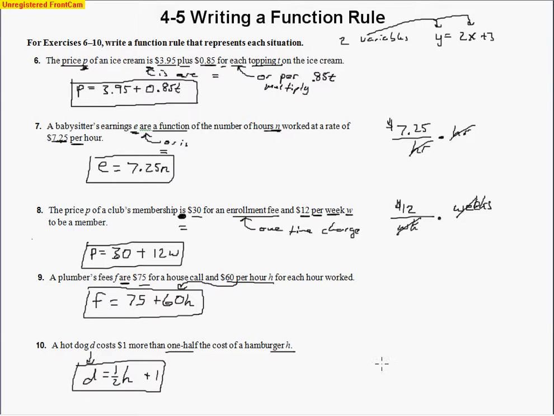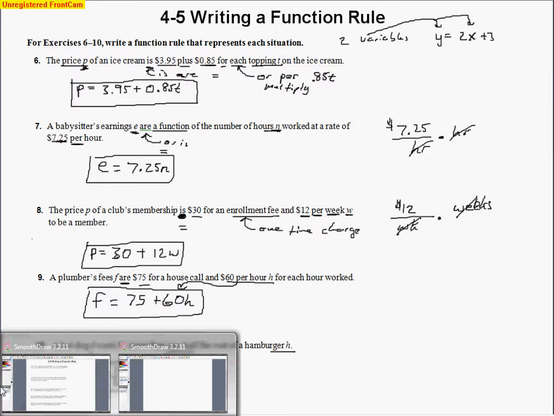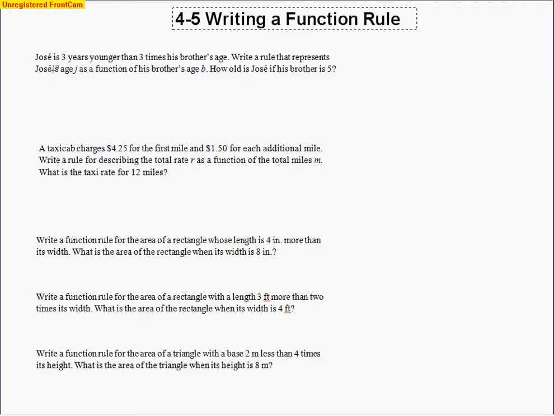Let's take a look at another type of problem that we'll end up seeing. It says Jose is 3 years younger than 3 times his brother's age. We'll continue reading here. It says write a rule to represent Jose's age J. Okay, they want us to use J. Now, notice they have the word is right here. Is means equals, so we've got J equals. 3 years younger, so we've got minus 3. Take 3 away from 3 times his brother's age, and we're supposed to use B for his brother's age. So 3B, and that's going to be Jose's age.